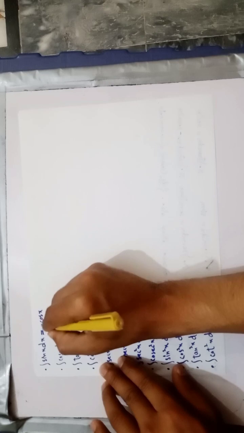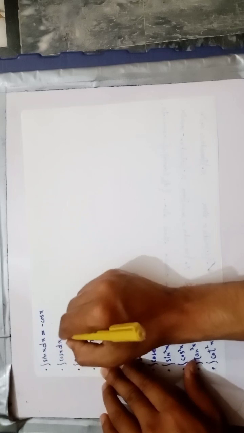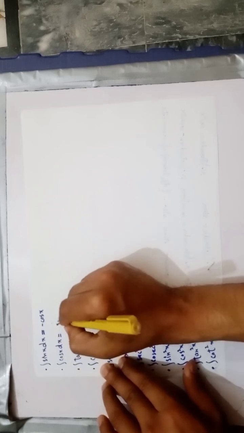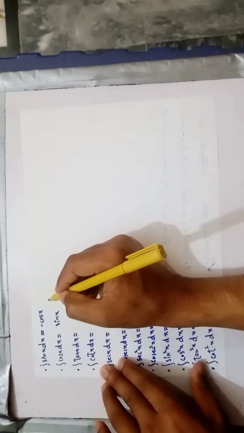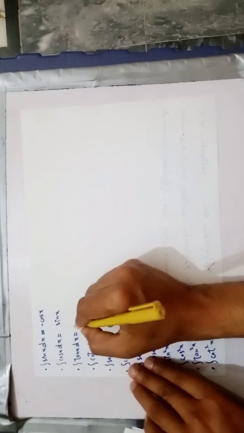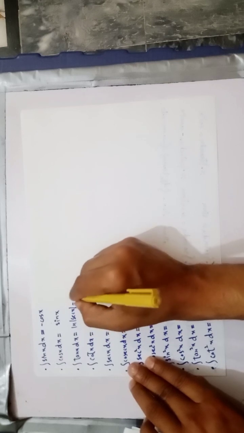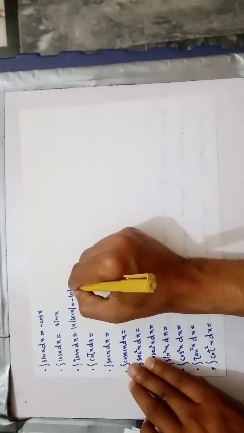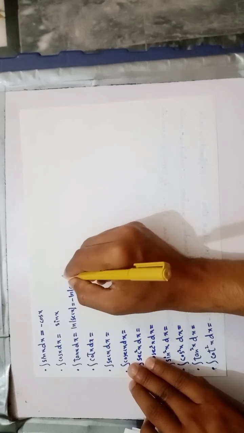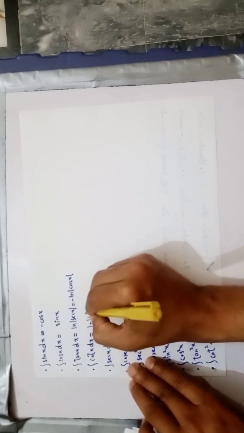The integral of sin x is equal to minus cos x. So with c we can take minus, and if we discuss cos x, then it will be converted to sin x. If we discuss tan x, it will be natural log of secant x, or you can say minus natural log of cos x, and cot x is equal to natural log of sin x.